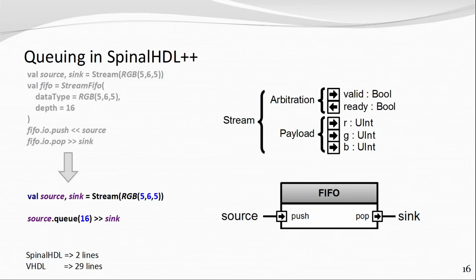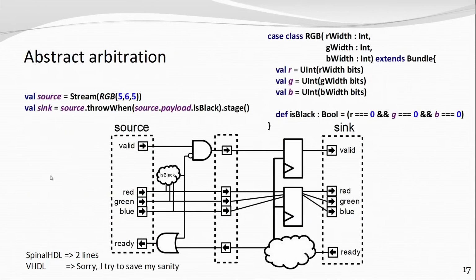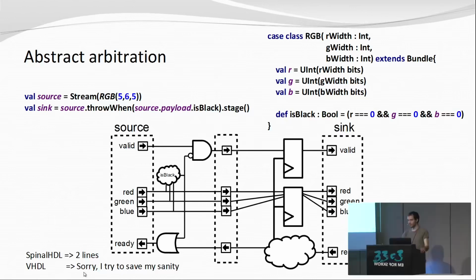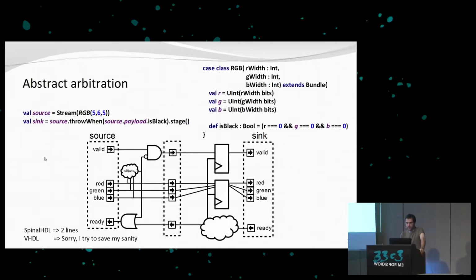And there are many other funny things that you can do with streams. For example, imagine you want to do this arbitrary hardware. You have a stream of color. Then you want to drop transactions of this stream of color when they are black by adding this arbitration. And then you want to add a pipelining stage for performance reasons, to cut combinatorial paths, or I don't know. If you want to do that in VHDL, it is really boring. And if you want to do that in SpinalHDL, it's only 2 lines. You say, I have a stream of RGB color named source. Then you say, I take the source, and I want to throw away its transactions when the source payload is black. And then I want to add a pipelining stage at the end of it.